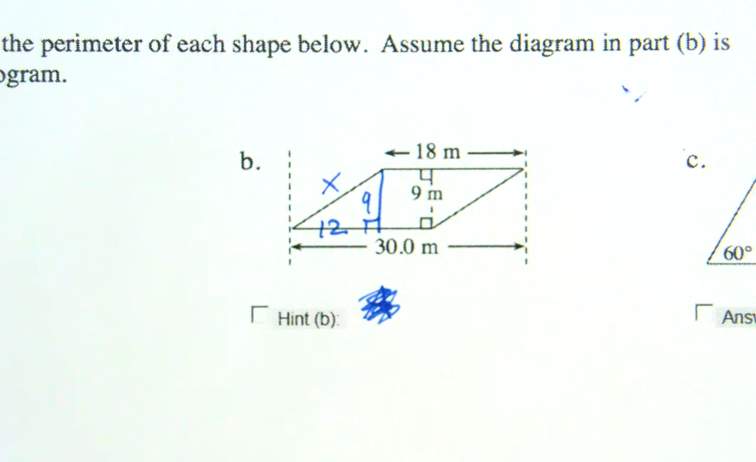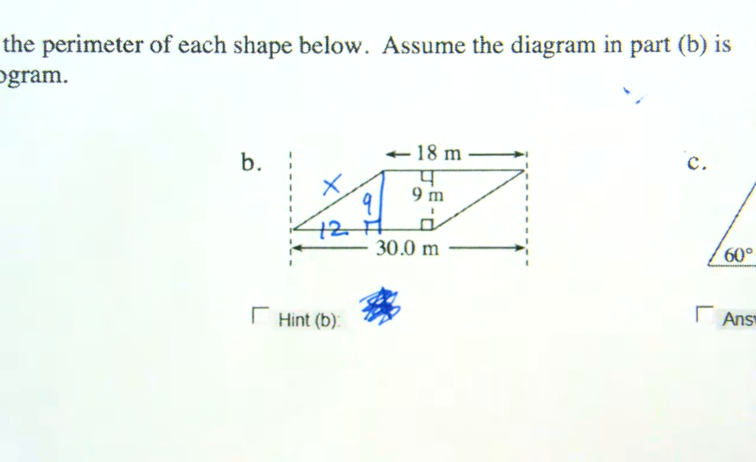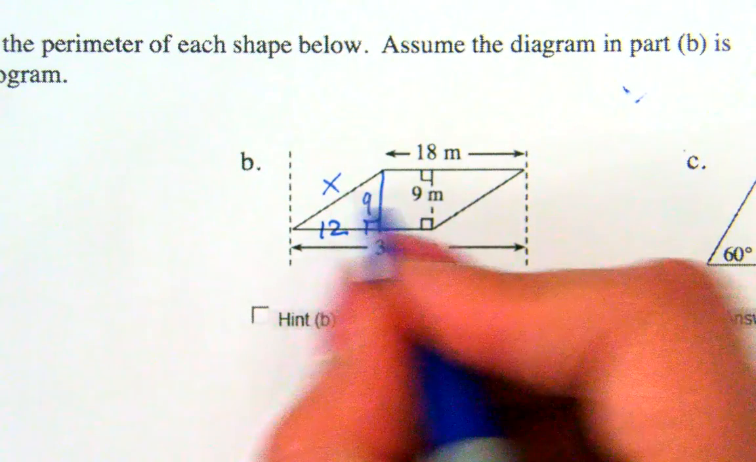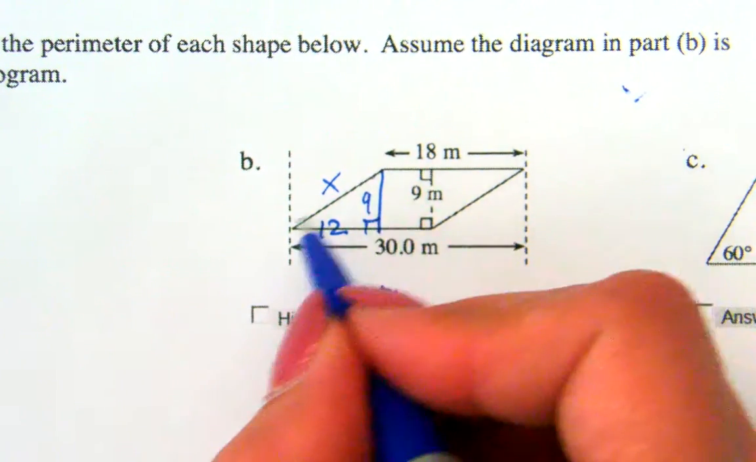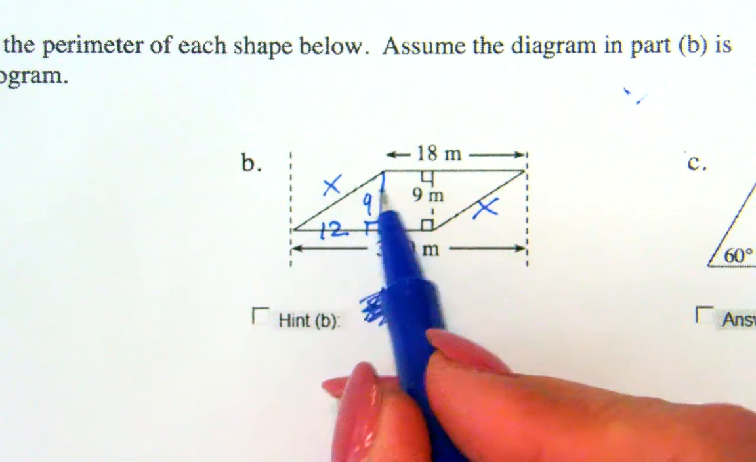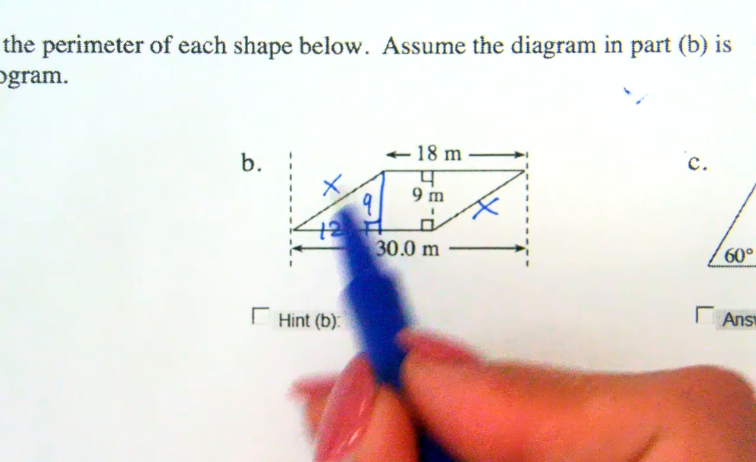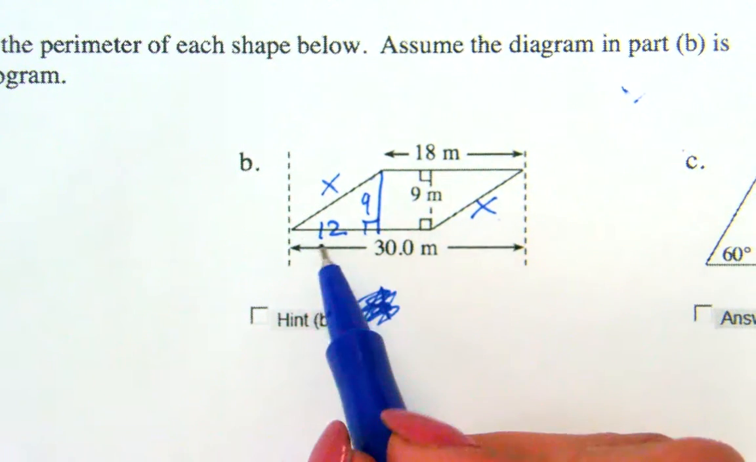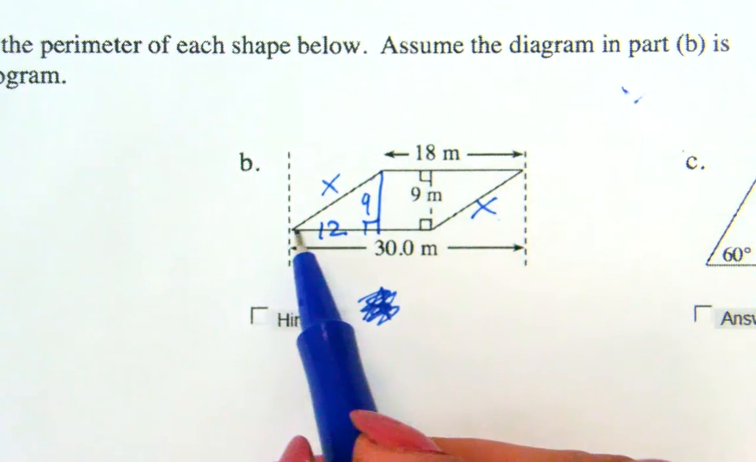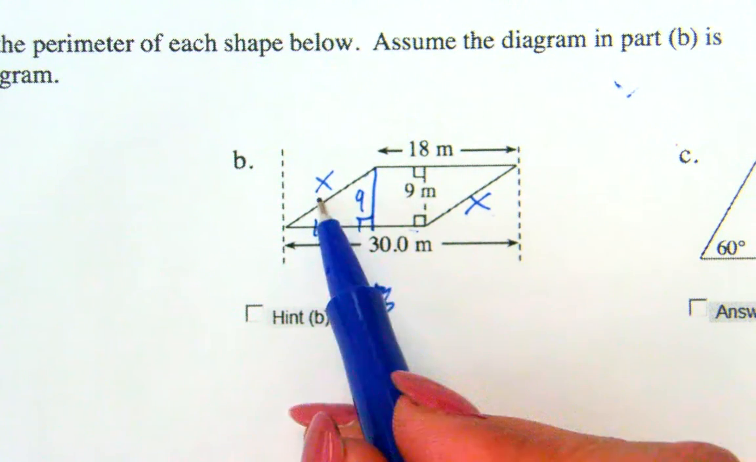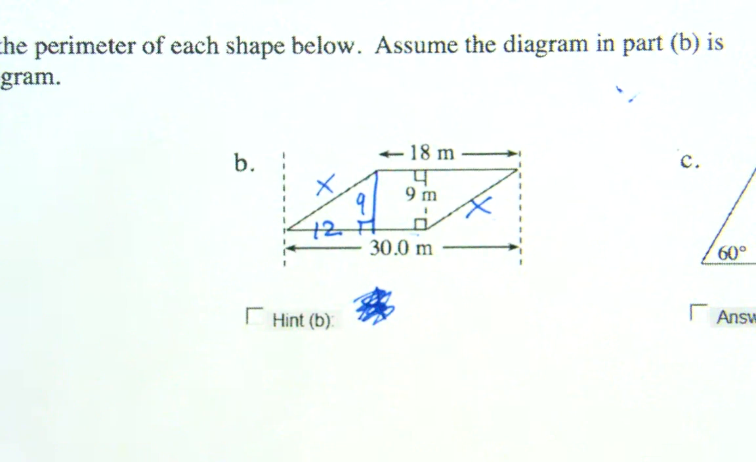Assume the diagram in part B is a parallelogram. Oh, so that means the opposite sides are congruent. Okay, so if you find x on this side, your parallelogram is going to have the opposite sides the same. So if this is x, this part's going to be x too. So that means once you find x using Pythagorean theorem, you should just put the same thing over here. So that's going to be 18 plus 18. This is going to be 18 too. 18 plus 18 plus x should give you the perimeter of the whole thing.